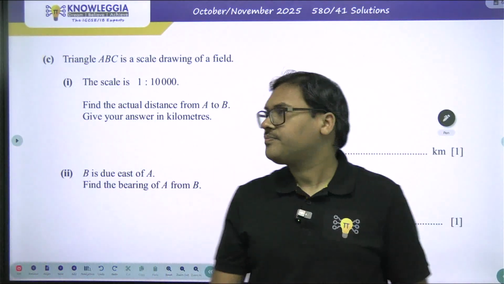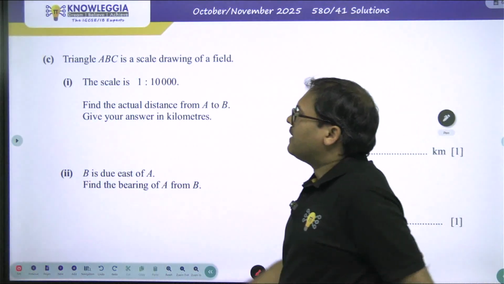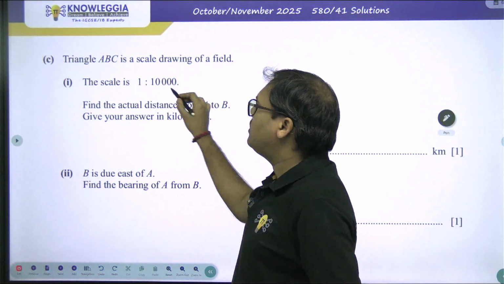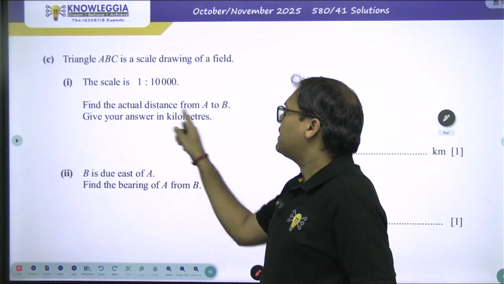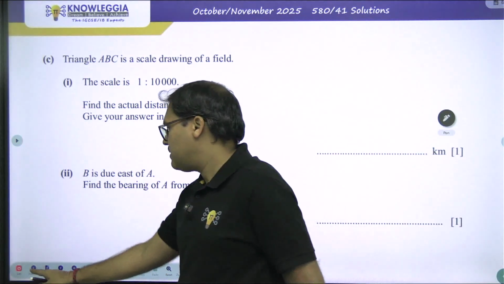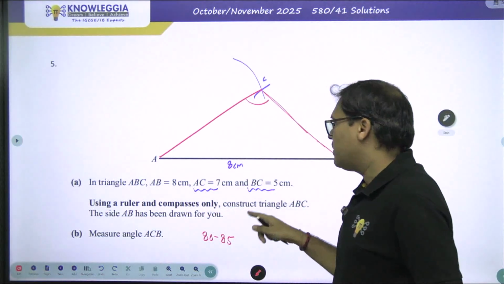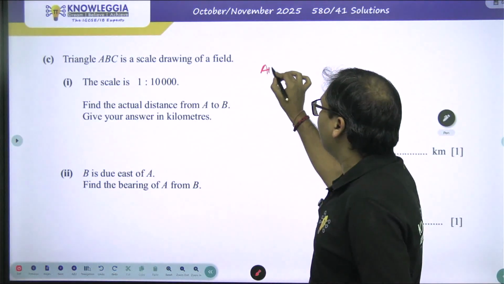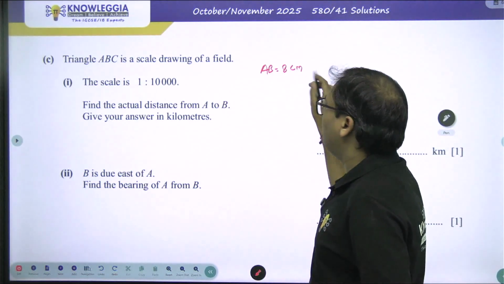Now the next part: the triangle ABC is a scale drawing. So the figure given was a scale drawing. The scale is 1 to 10,000. What is the actual distance from A to B? So on the scale drawing, what is the distance AB? AB is 8 centimeters on the scale drawing.